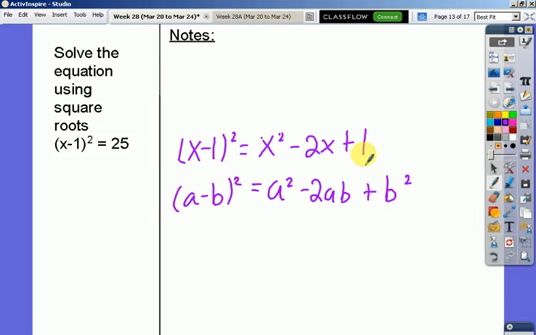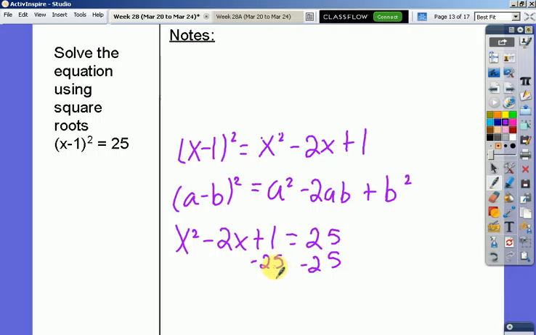Now you could, if you wanted, subtract 25 on either side, then try to factor it. That's complicated, right? x squared minus 2x plus 1 equals 25. Then subtract 25. Because I know in order to solve by factoring, I have to get it set equal to 0 first, right? So I'd be dealing with x squared minus 2x minus 24 equals 0. Then I have to factor that. If you want to factor that, you can try to do that.